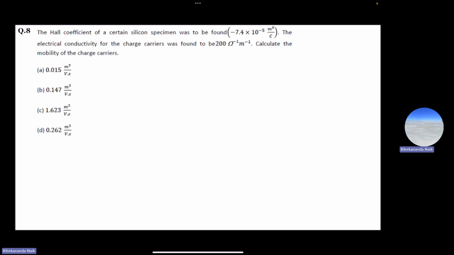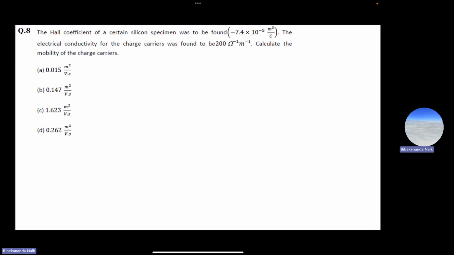The options are option A 0.015 meter square by volt into second, option B 0.147, option C 1.623, option D 0.262.